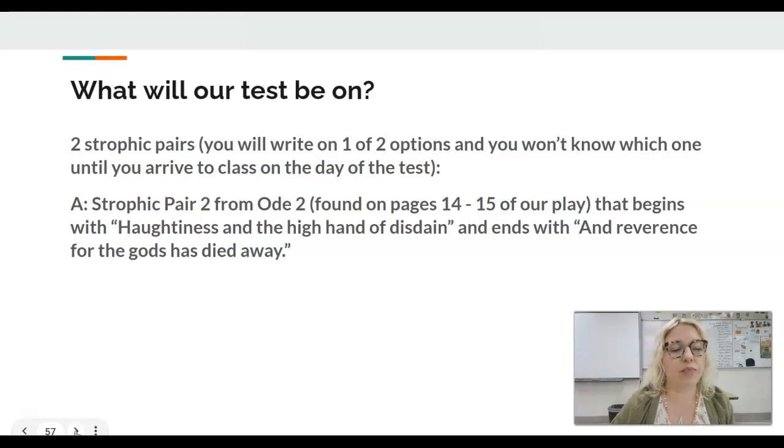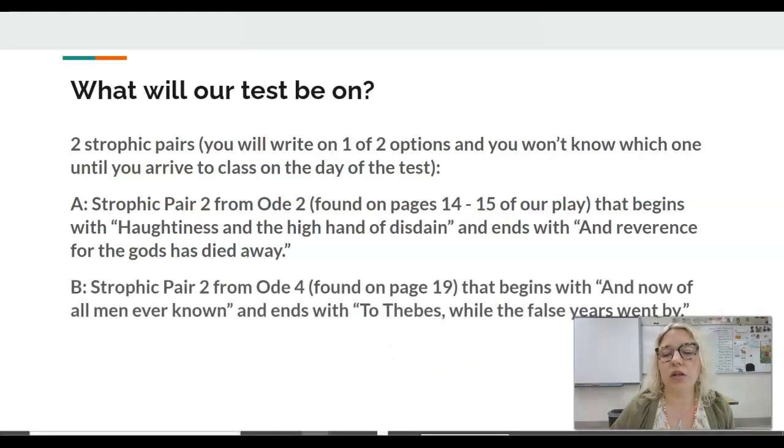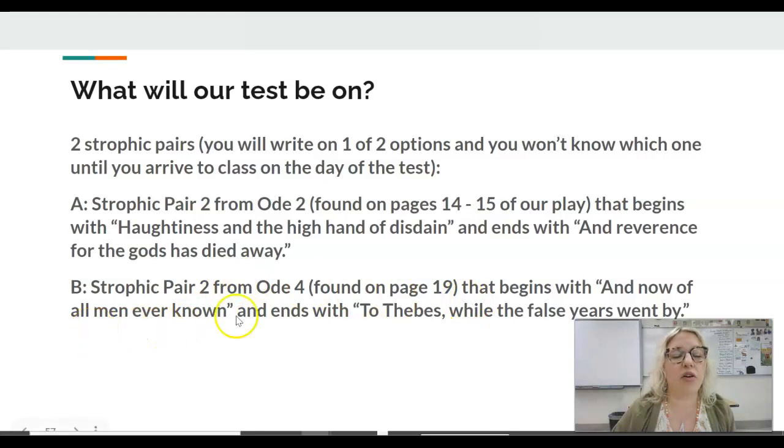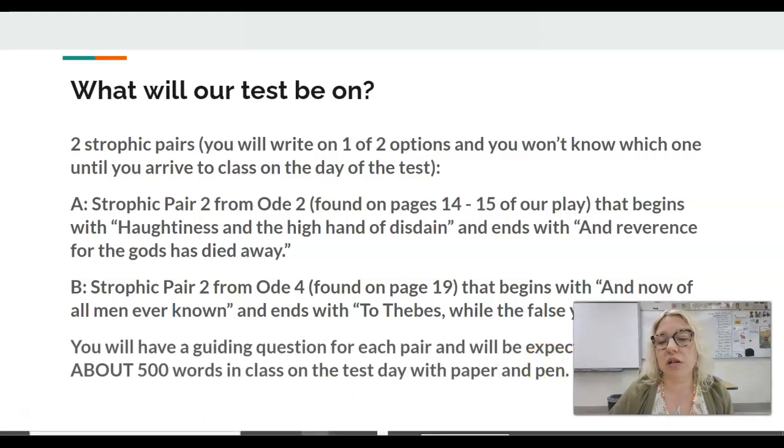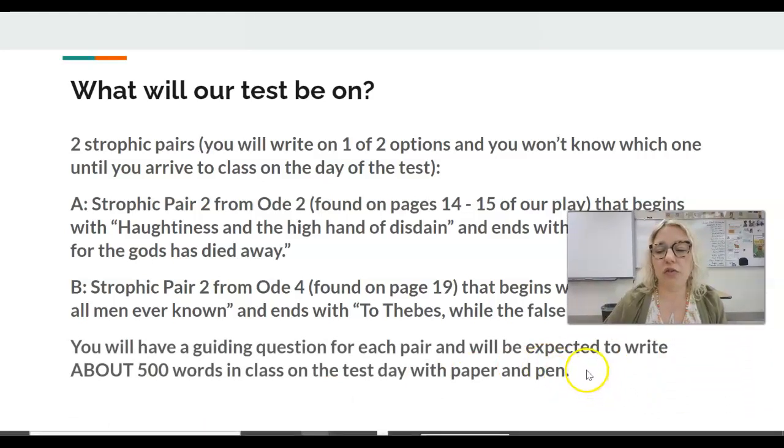The second extract is going to be the strophic pair 2 from Ode 4, found on page 19, that begins with, and now of all men ever known, and ends with, to Thebes, while the false years went by. This is the strophic pair that many of you have used for 5.4. Okay, so you can get started analyzing those. You've already done some analyzing. I'm going to include some guiding questions, and I will get those to you as soon as possible.